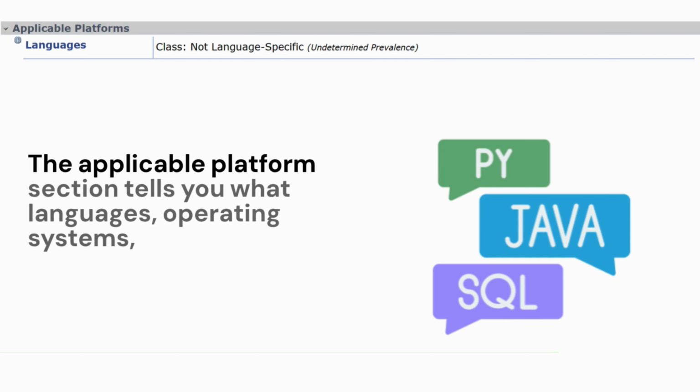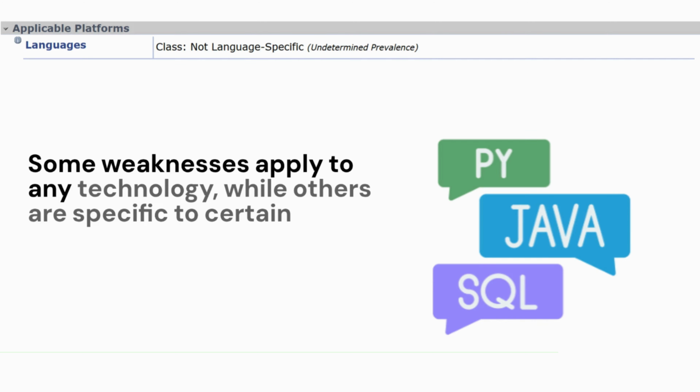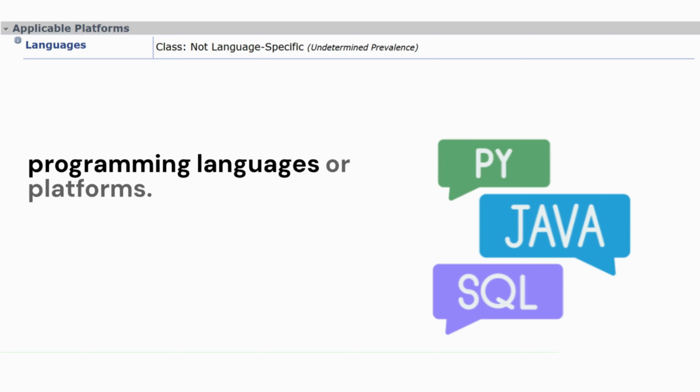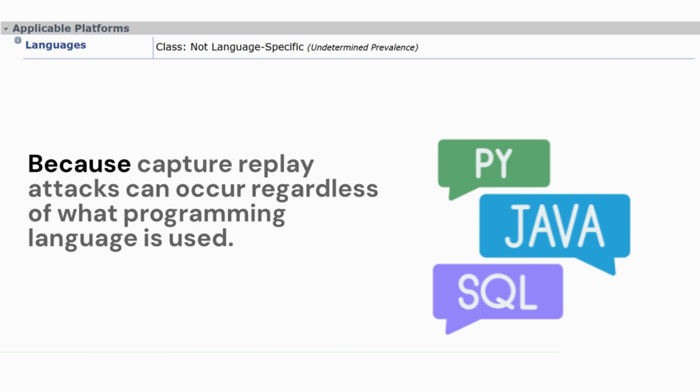The applicable platforms section tells you what languages, operating systems, architectures, technologies, or frameworks this weakness typically affects. Some weaknesses apply to any technology, while others are specific to certain programming languages or platforms. For authentication issues like CWE 294, you'll typically see it listed as language independent because capture replay attacks can occur regardless of what programming language is used.